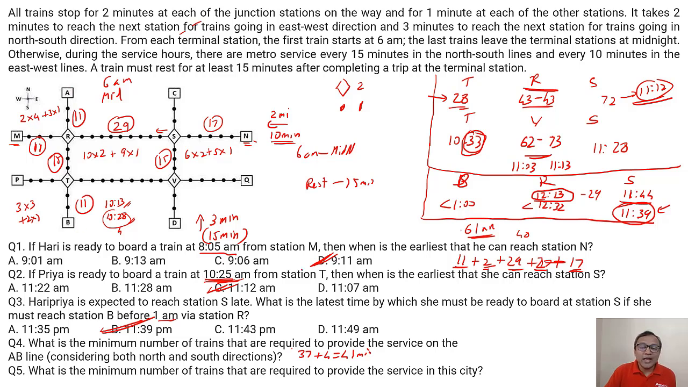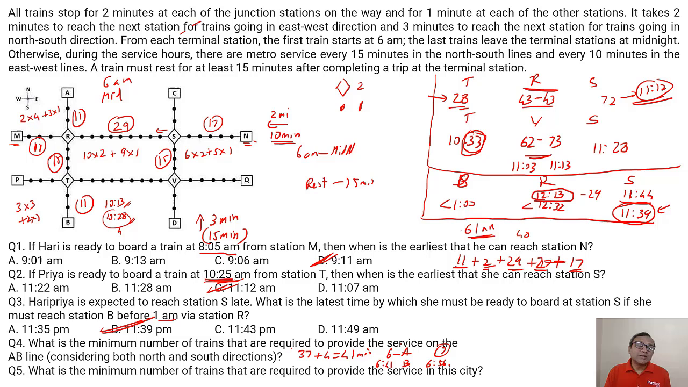So I start at 6 o'clock at A. I will reach 6:41 at B. But I can't immediately start from B, because there is a 15 minutes stoppage time. So I can only start after 6:56, which means I can use the 7 o'clock train at B.